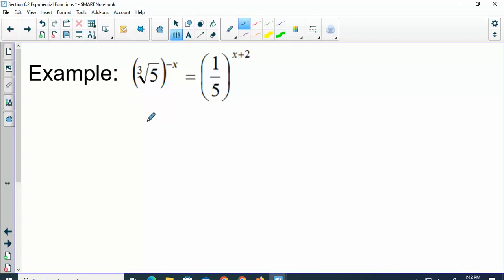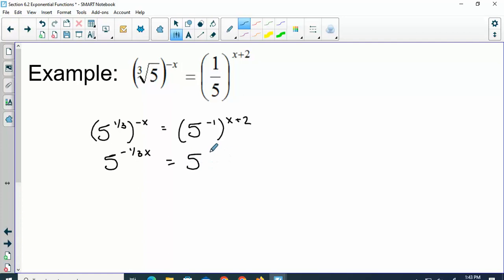What do we do? Okay, how would you rewrite that? Or what could you do about the radical? Cube root is a 1/3 power. Alright, 1/5. How would we write that one? Negative 1. So power to power we multiply, so we get negative 1/3 x. This would be a negative x minus 2.